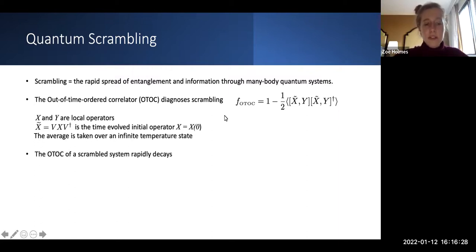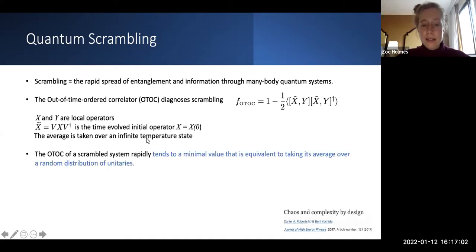Okay, so the OTOC of a scrambled system decays rapidly. At time 0, this V here is just going to be identity. Your X and Y are local operators, so they commute. So the commutator vanishes and the OTOC is just going to be 1. But if this unitary is a scrambling unitary, then it is going to rapidly transform your local operator into a global operator. This global operator will cease to commute with the initial local operator. So the commutator will grow rapidly and the OTOC will decay rapidly.